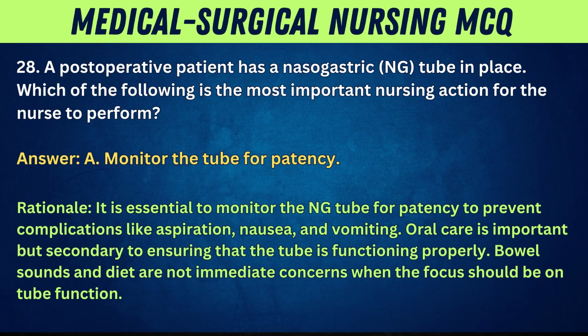Rationale: it is essential to monitor the NG tube for patency to prevent complications like aspiration, nausea, and vomiting. Oral care is important but secondary to ensuring that the tube is functioning properly. Bowel sounds and diet are not immediate concerns when the focus should be on tube function.